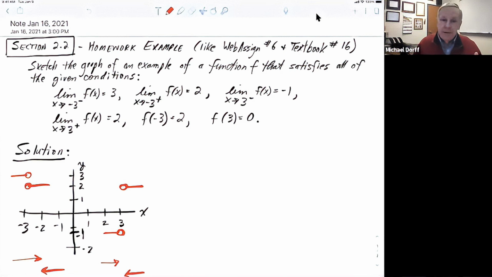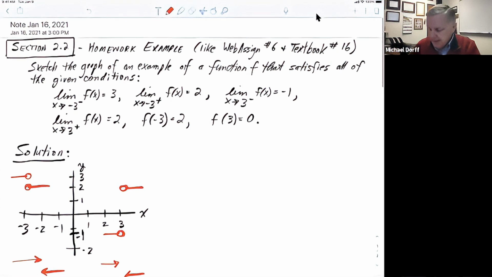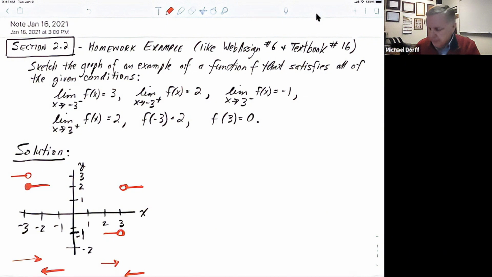Okay, the fifth condition says f of -3 is 2. Well, finally now I see what happens when x is -3. When x is -3, the function equals a value of 2. So I go back to what I drew earlier where x was getting close to -3, and at -3 it equals 2. So I'm going to fill that in. There's a filled-in circle there because the fifth condition says f at -3 equals 2.